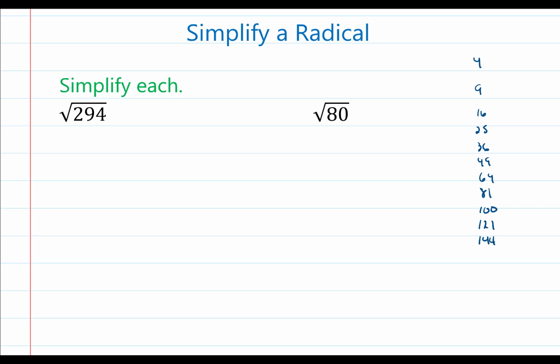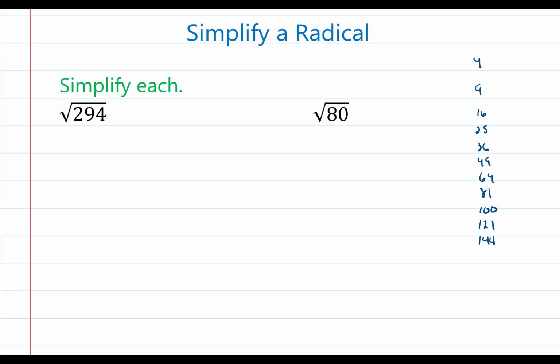So again, this is not the complete list. There are more. You could continue with 13 squared, 14 squared, and so on. But really, this is a pretty good list, I think, that will serve you well. So let's go ahead and look at 294. The goal here is to try to find a factor of 294 that is on this list.